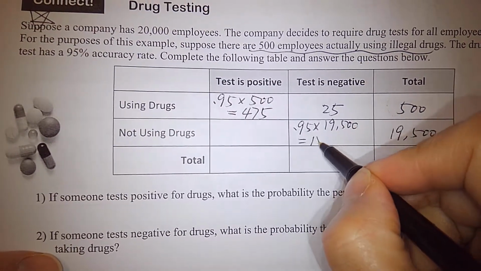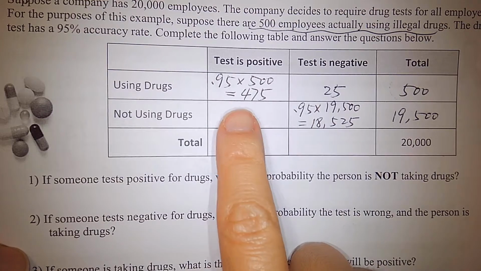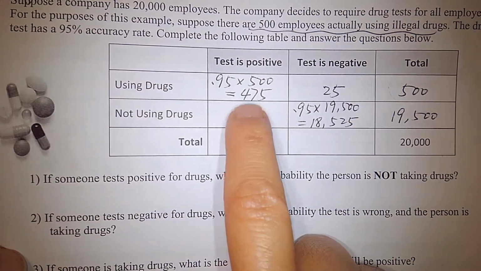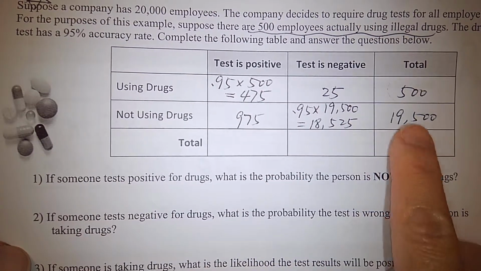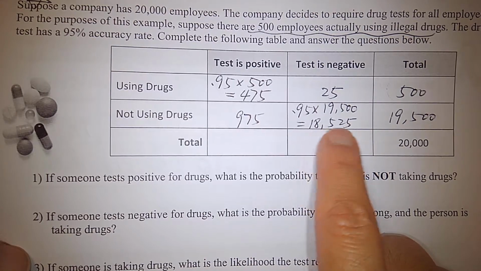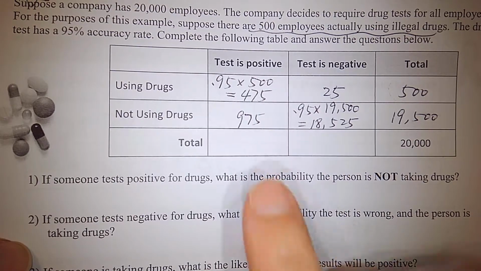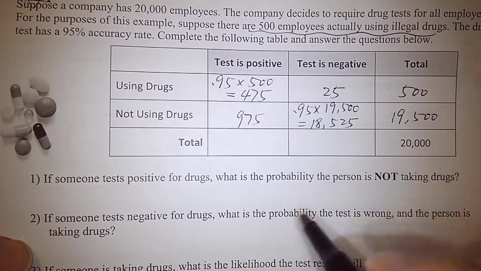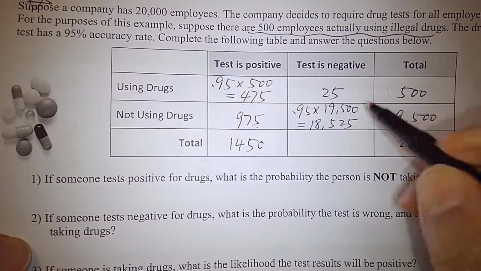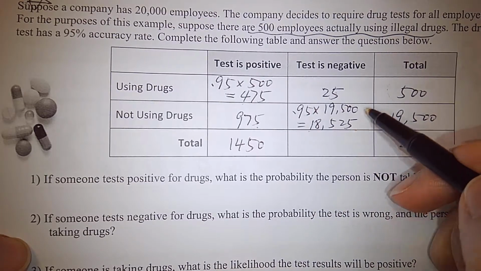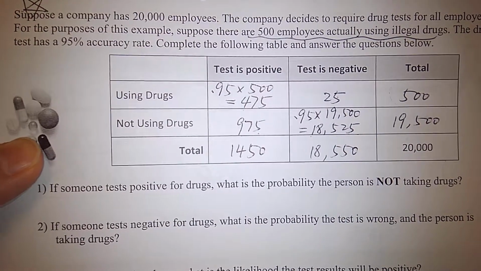I got 18,525, right? And how many employees will have a positive result here? 975. Okay, 975. How did you get it? Subtract the total by this, okay. All right, now we have these two. So in total, how many positive test results? 475 plus 975 gives us what? 1450, right? 25 plus 18,525 gives us what? 18,550. Are we on the same page, everybody?